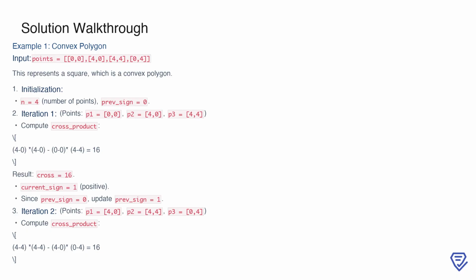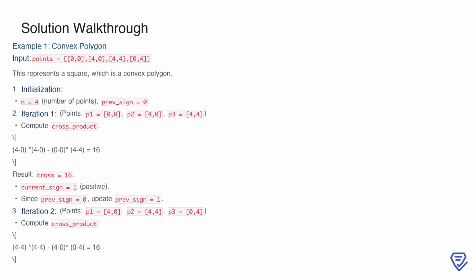Here, we are determining if the given points form a convex polygon. The input represents a square, which is a convex shape. First, we initialize n to the number of points, which is 4, and prev_sign to 0 since we haven't calculated any cross product yet. In the first iteration, we take 3 consecutive points, (0, 0), (4, 0), and (4, 4).